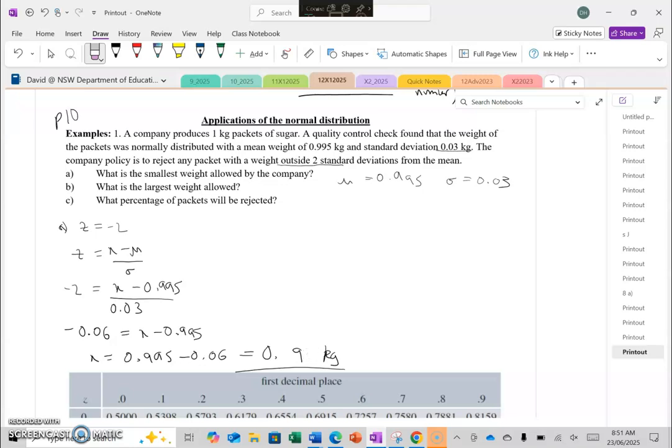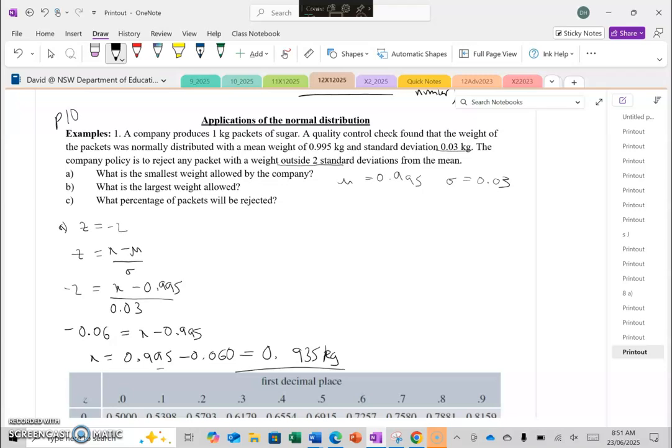Hold on, that's not right. Oh yeah, no, it's right. It'll be 0.935, yes, because that's a 0 there. Okay, so that's the smallest packet that's allowed, so anything less than that, they're going to reject.